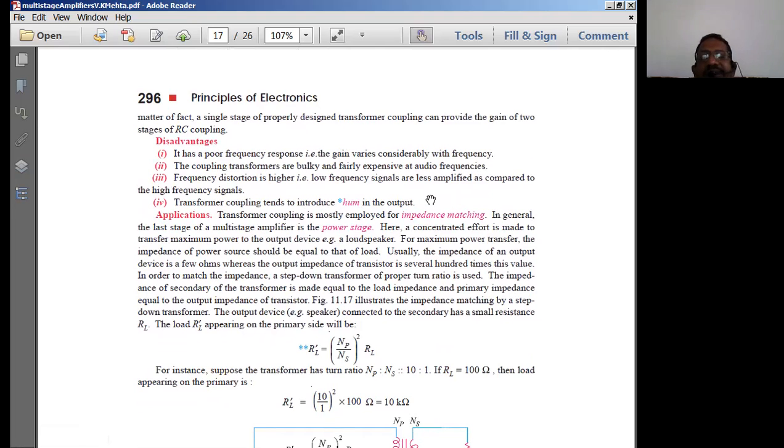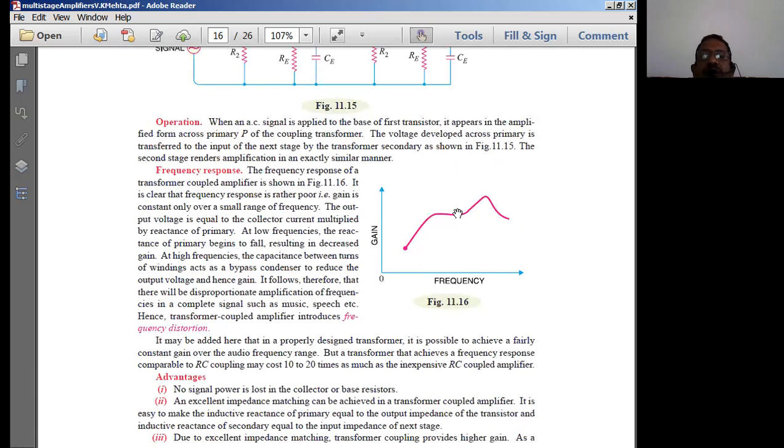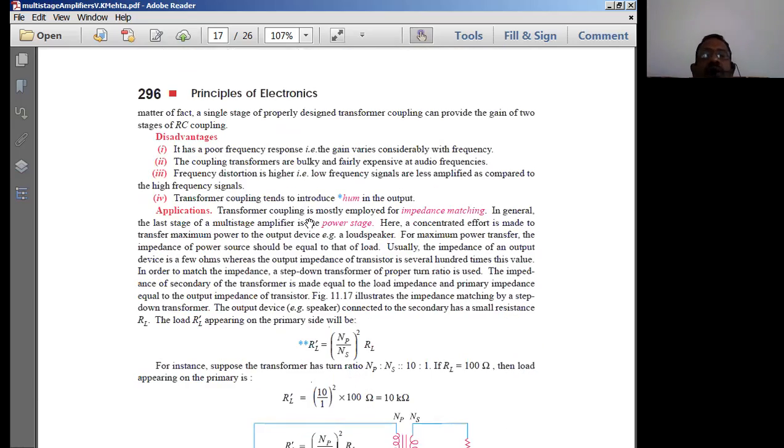There are some drawbacks here. It has poor frequency response. That is, the gain varies considerably with frequency. See, the frequency response should ideally be flat, but it is not flat. It is changing. The gain is changing with respect to frequency. Therefore, it has a poor frequency response because the gain varies considerably with frequency.